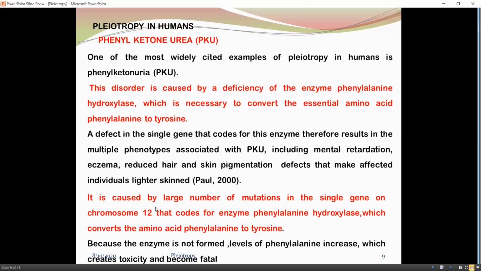It is caused by a large number of mutations in the single gene on chromosome number 12 that codes for the enzyme phenylalanine hydroxylase, which converts the amino acid phenylalanine to tyrosine. Because the enzyme is not found, the level of phenylalanine increases, which creates toxicity and can become fatal.